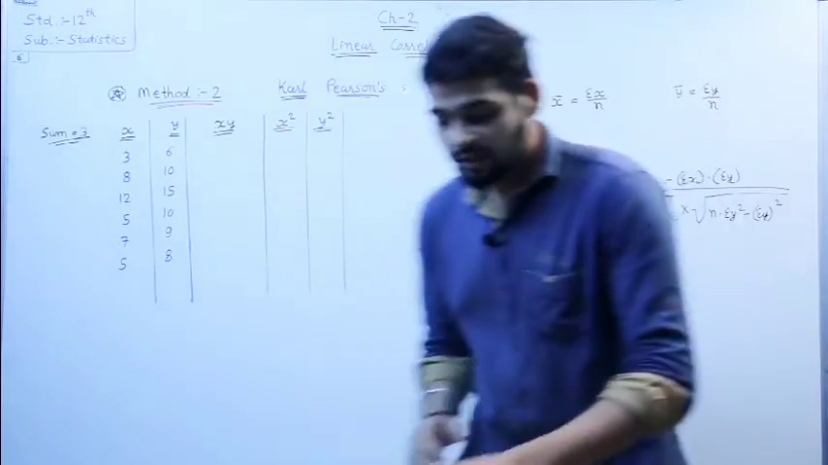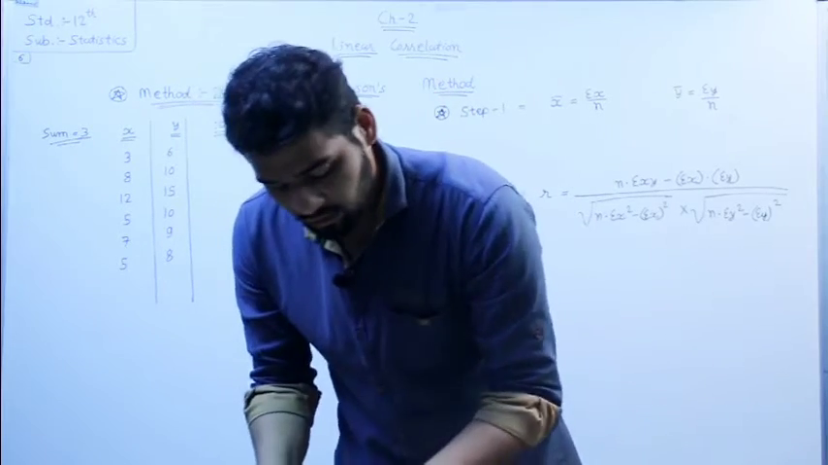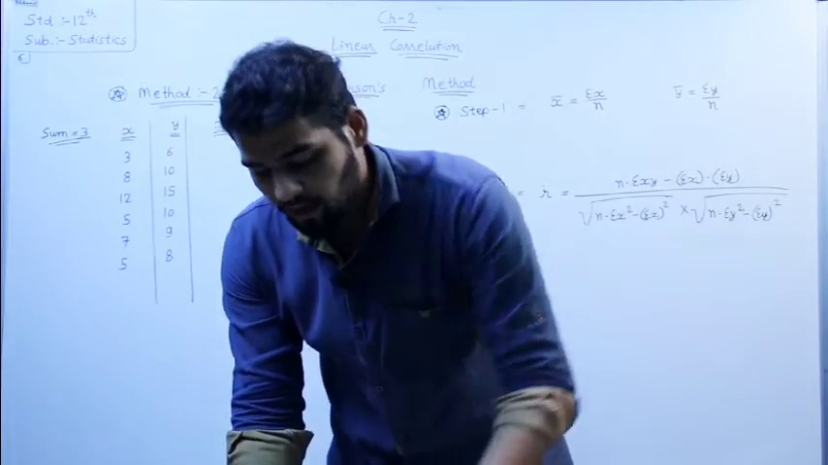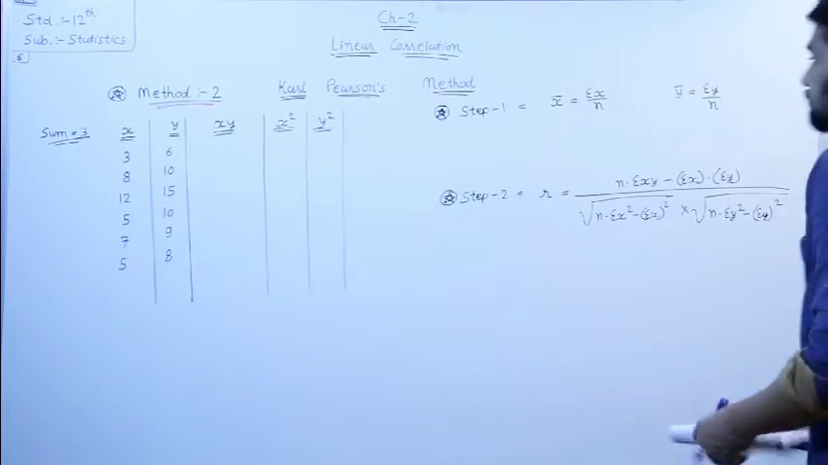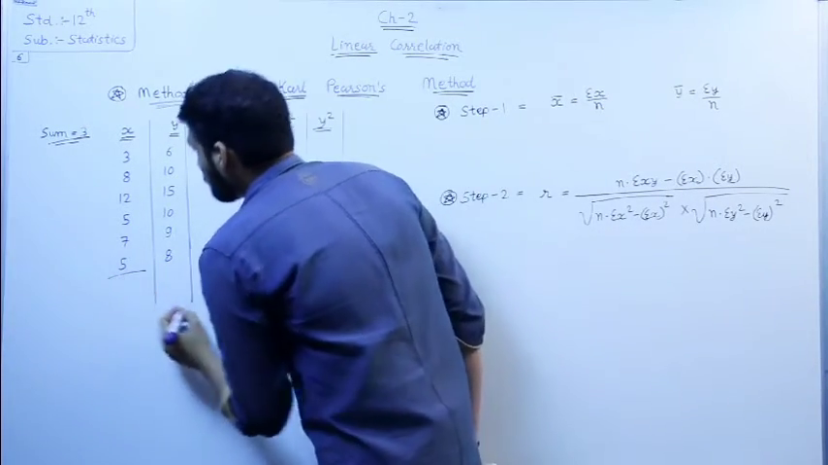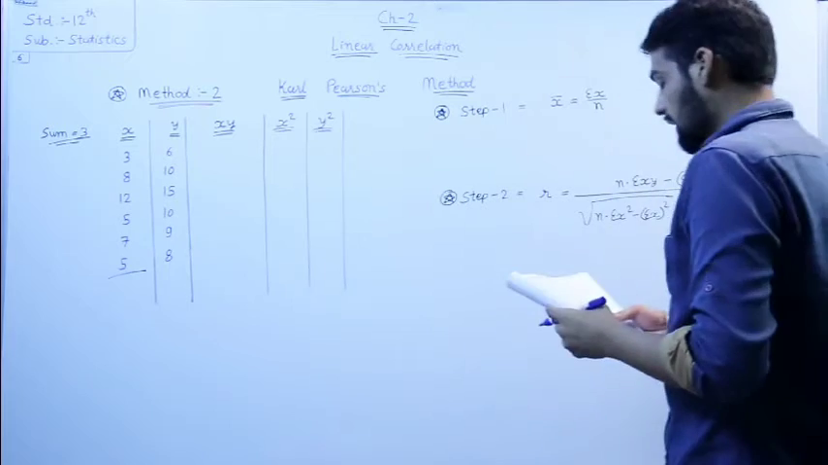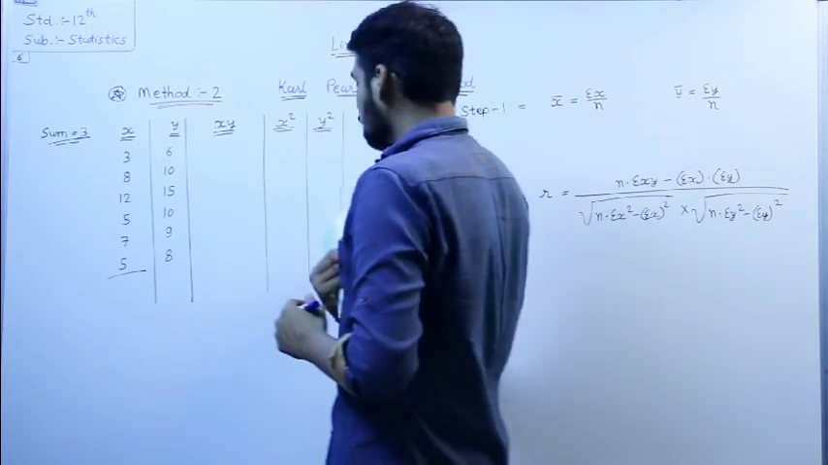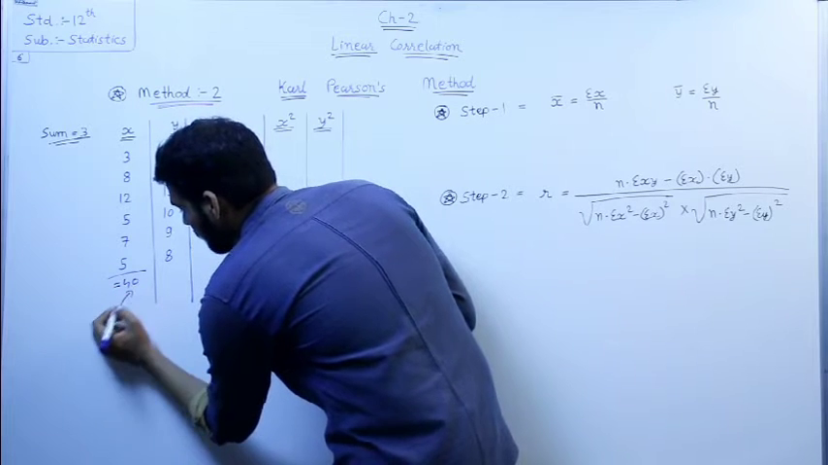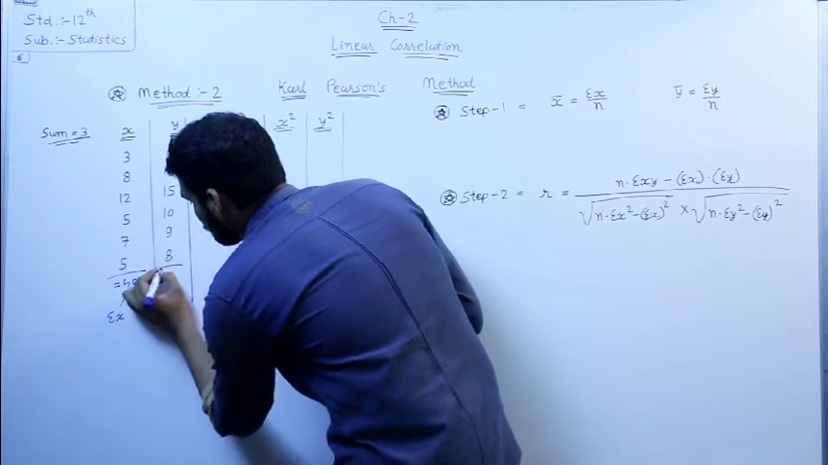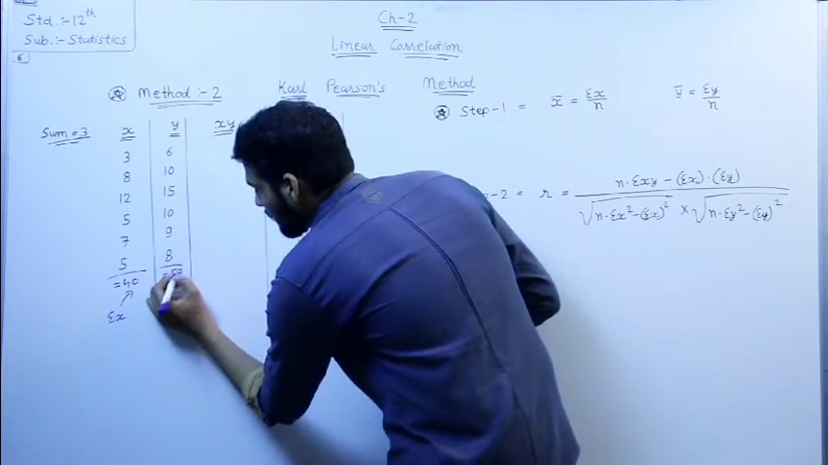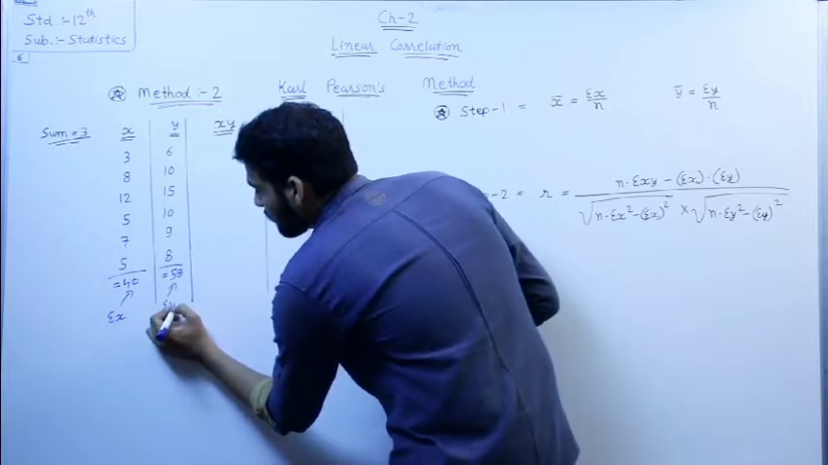So what is our first step, students? Our first step is to find x bar and y bar. How to find x bar and y bar? First of all we take the total of the x column and the y column. The total of the x column is 40, denoted by sigma x, and the total of the y column is 58, denoted by sigma y.